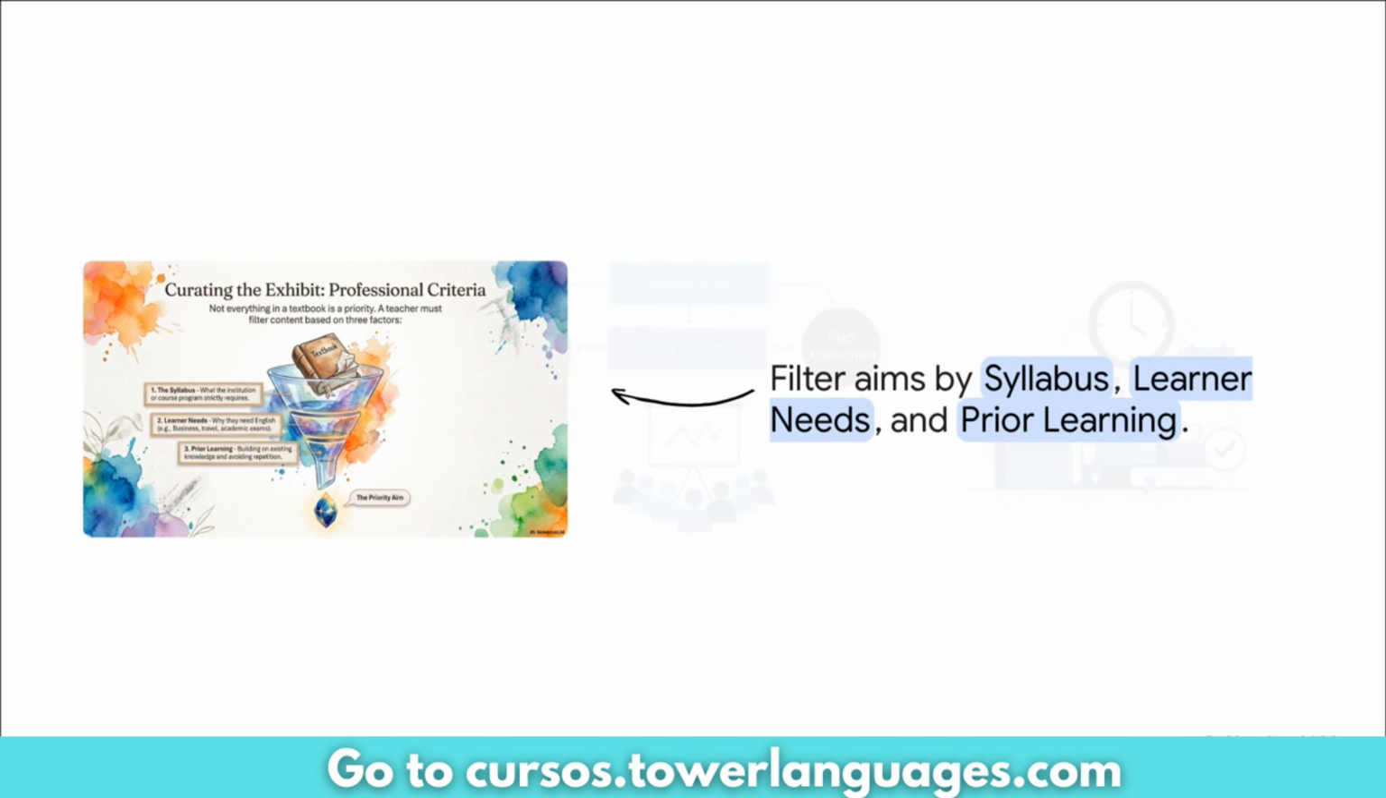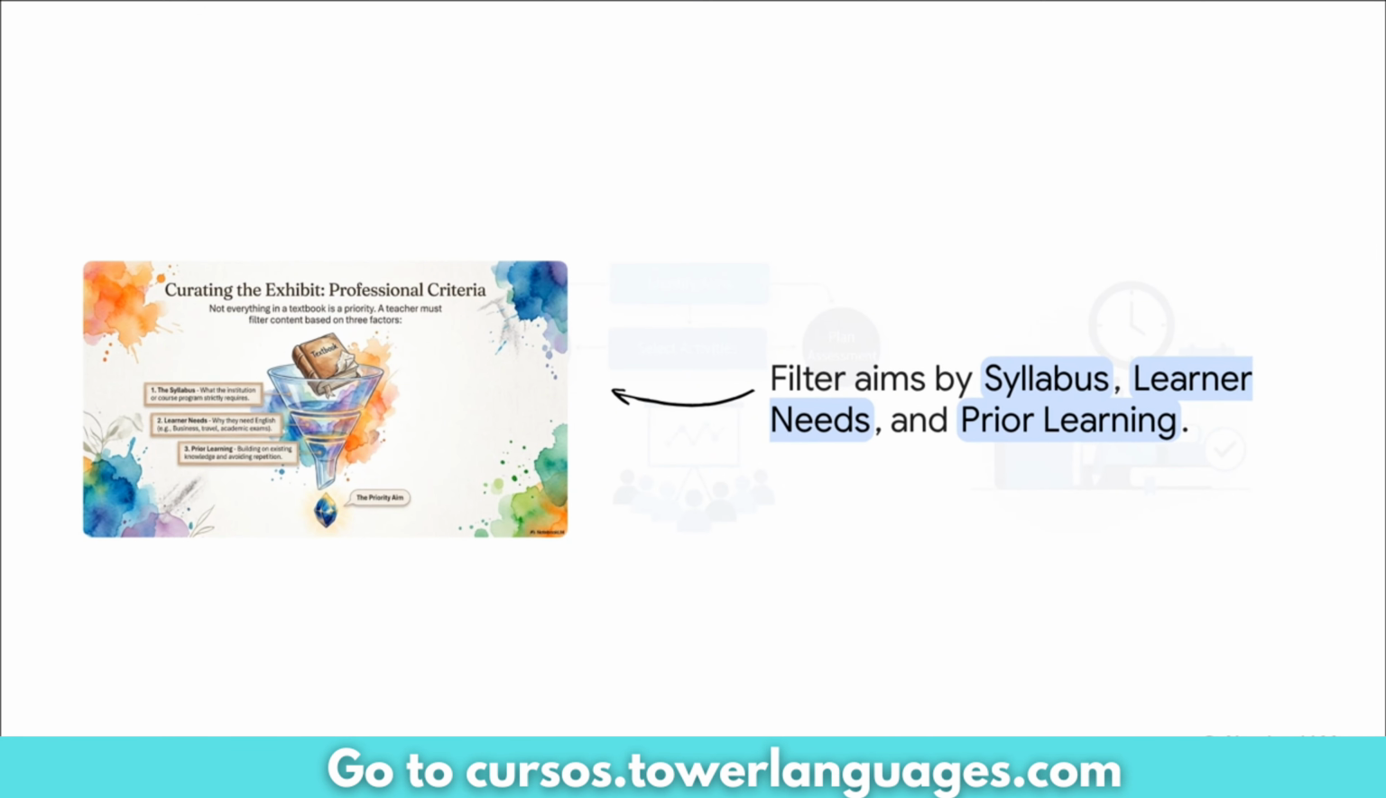Think of yourself as a professional curator. Just because something is presented in a textbook does not mean it's a priority for your specific class. You have to filter your content to extract the true priority aim. To do this, run the material through 3 filters.